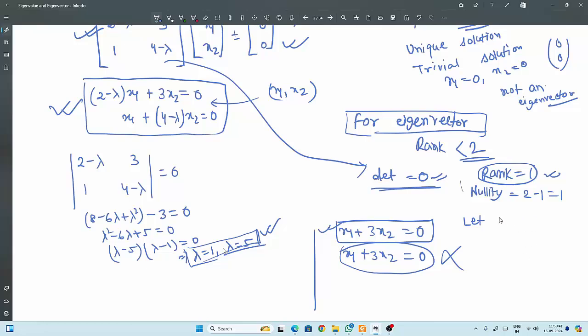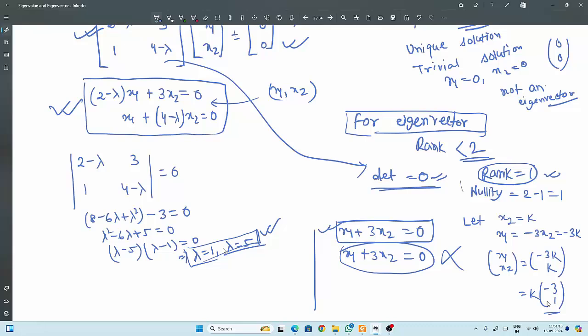No, x2 = k is better, otherwise a fraction will come. Fraction is also okay, but we are avoiding the fraction. Let x2 = k. So in that case x1 will be minus 3x2, that means minus 3k. So we are getting (x1, x2) = (-3k, k). Take the k common and we get (-3, 1). As I said, k multiple of (-3, 1) is a solution. So this (-3, 1) can be taken as an eigenvector. And not only that, any k multiple of that (-3, 1) is another eigenvector.